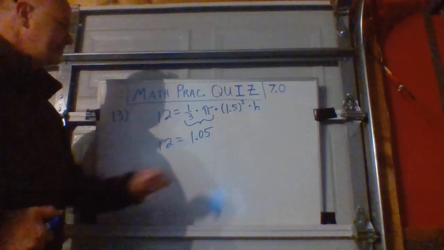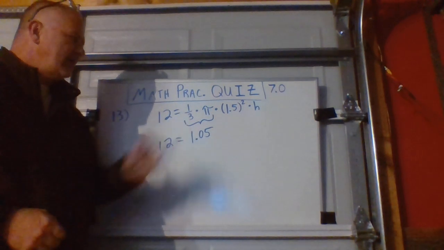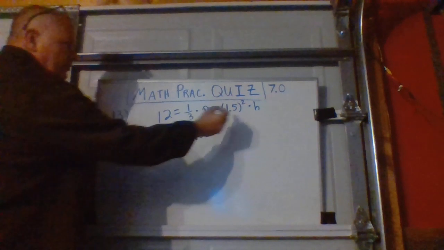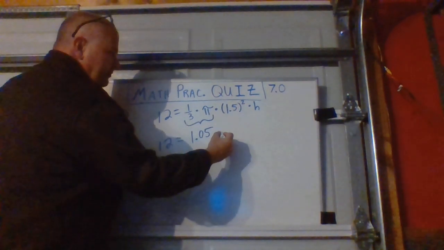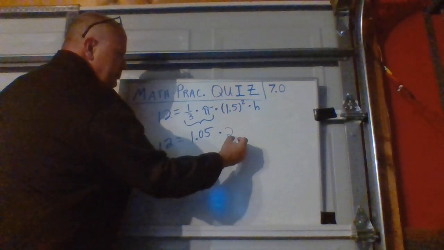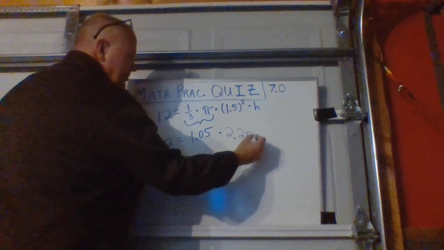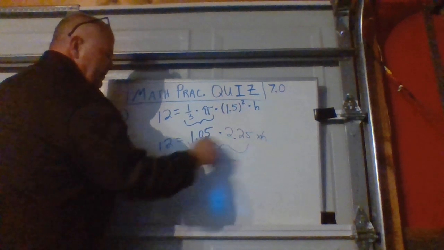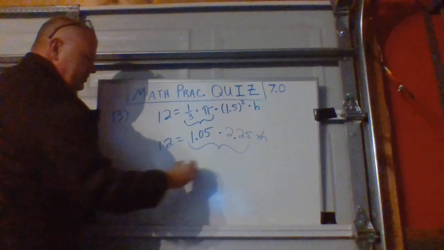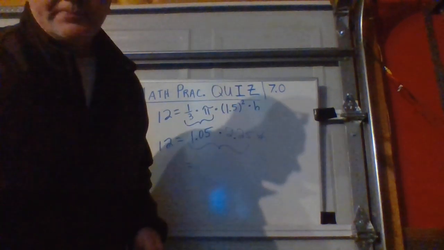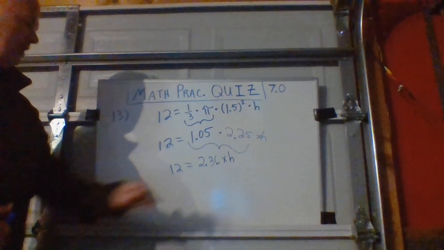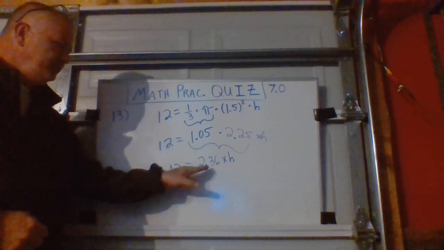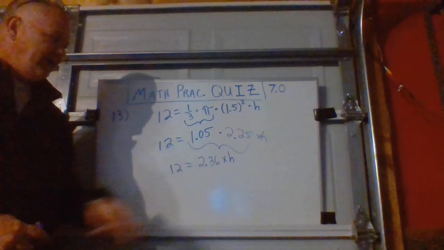Okay, so just to be precise, we're going to take 1/3 times pi in our calculator. It gives us 1.05. We know that 1.5 times 1.5 gives us 2.25 times h. Next, we're going to multiply these two together. We'll punch that right into our calculator. Okay, that gives us 2.36. So we have 12 equals 2.36 times h.